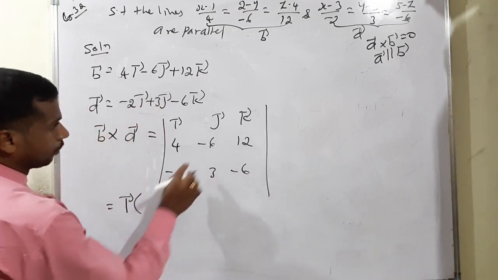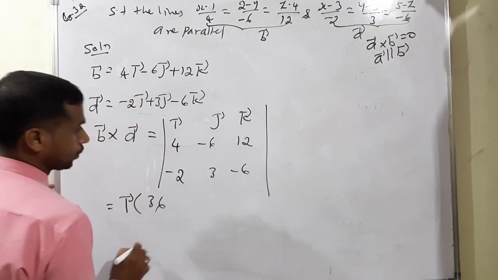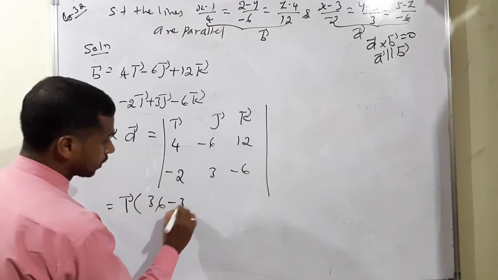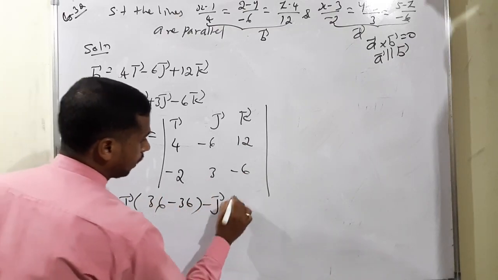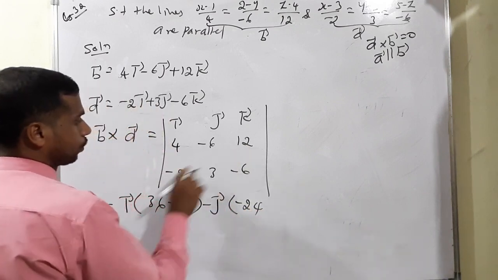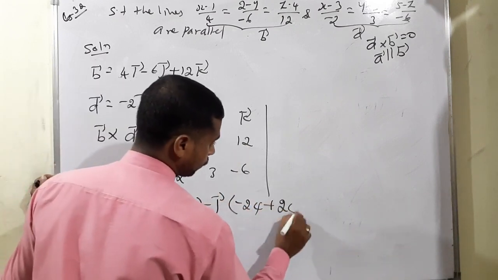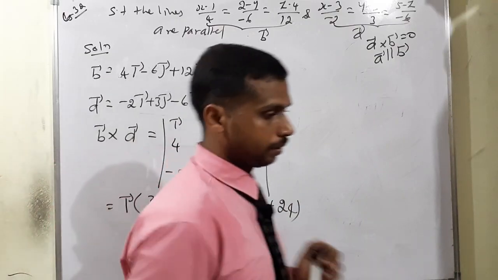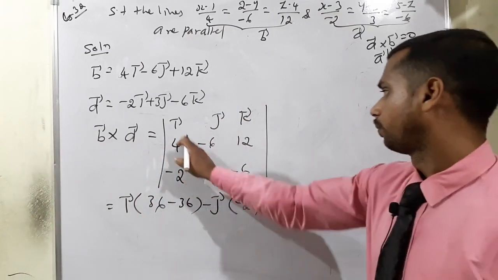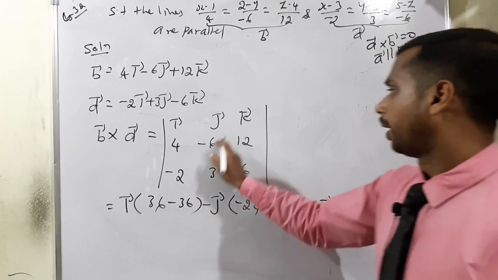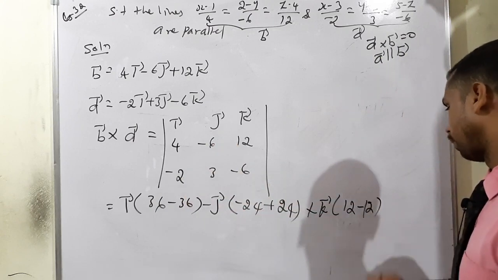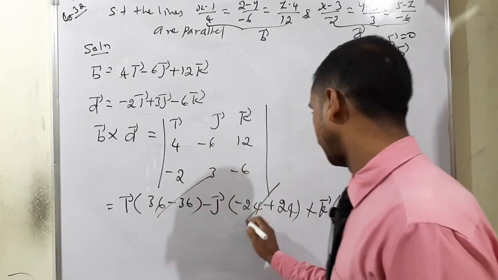Therefore i vector means minus 6 into minus 6 means positive 36. 3 12s are 36, but whenever we cross multiply, there is an extra minus, so negative 36. Again minus j vector, 4 into minus 6 is minus 24, 12 into minus 2 means positive 24. Last condition, plus k vector: 4 into 3 is 12, minus 6 into minus 2 means positive 12, but cross multiply means negative. Each and every time it will be cancelled, no?